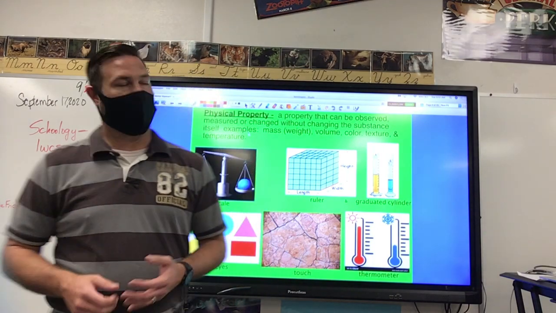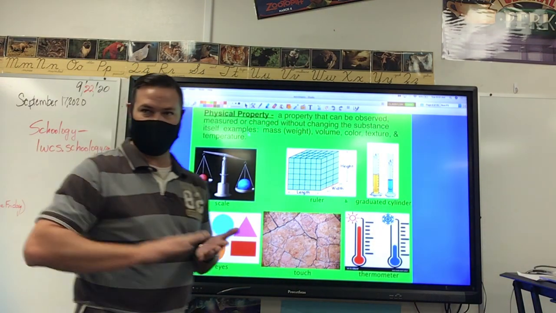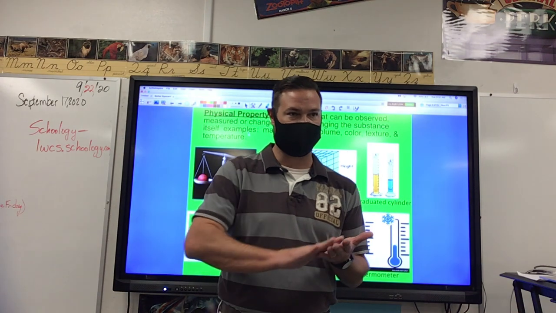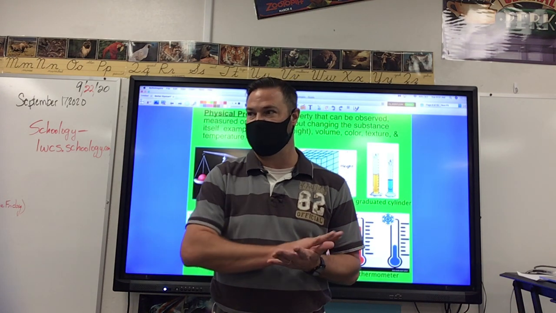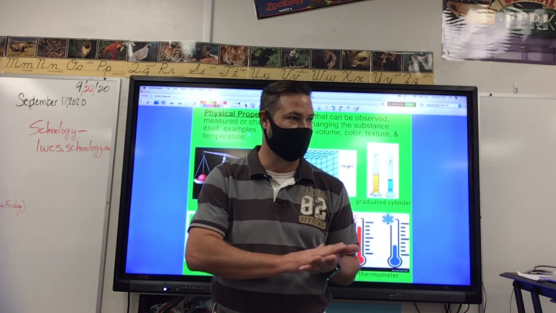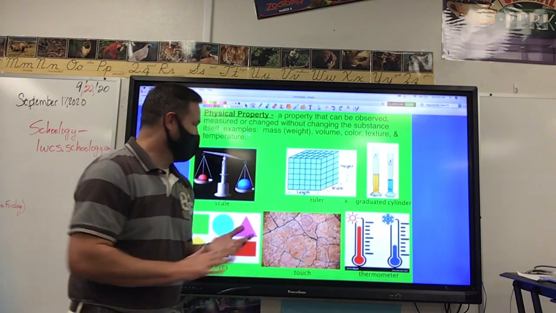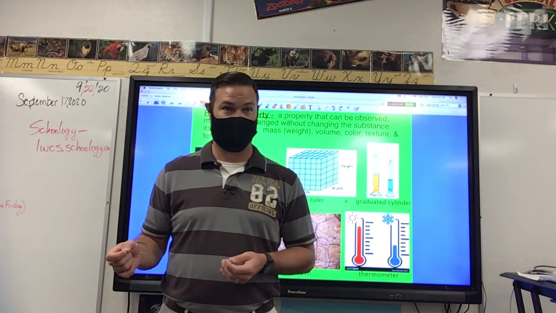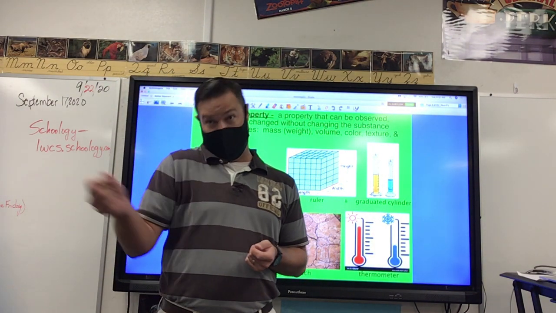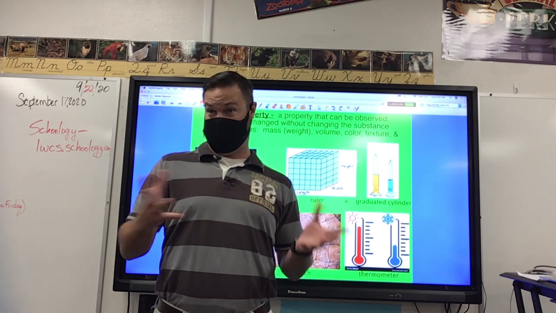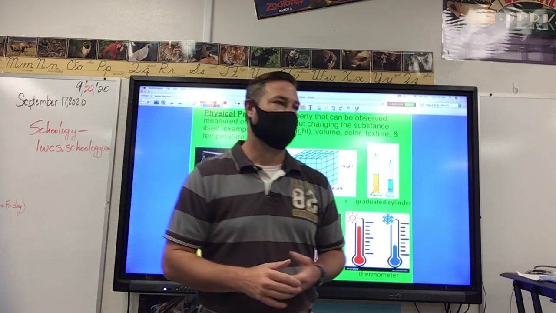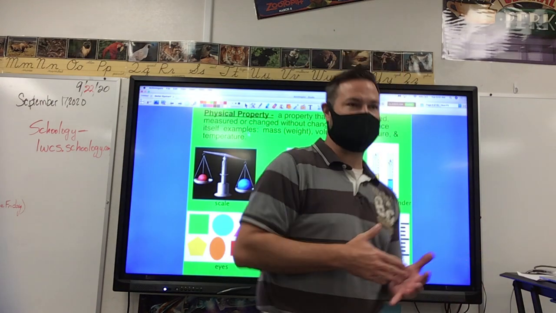Now, texture. If I feel that cat and I say, ooh, he's soft, does he all of a sudden change into a tree? No. And if I were to take his temperature, does he go from a cat and then when I put the thermometer in him, he turns into a tree? No. Okay, so we're talking about physical characteristics.